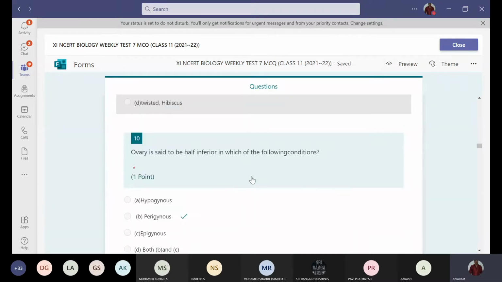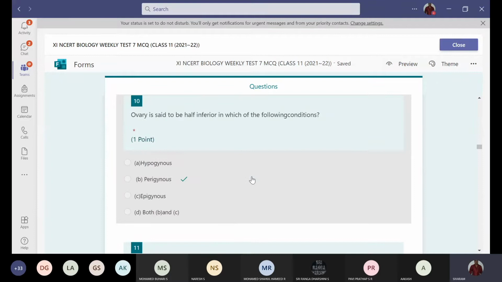Next, the ovary is said to be half inferior in which of the following conditions? That is perigynous. In perigynous flowers, the ovary is said to be half inferior or half superior. We can observe such a phenomenon in perigynous flowers.